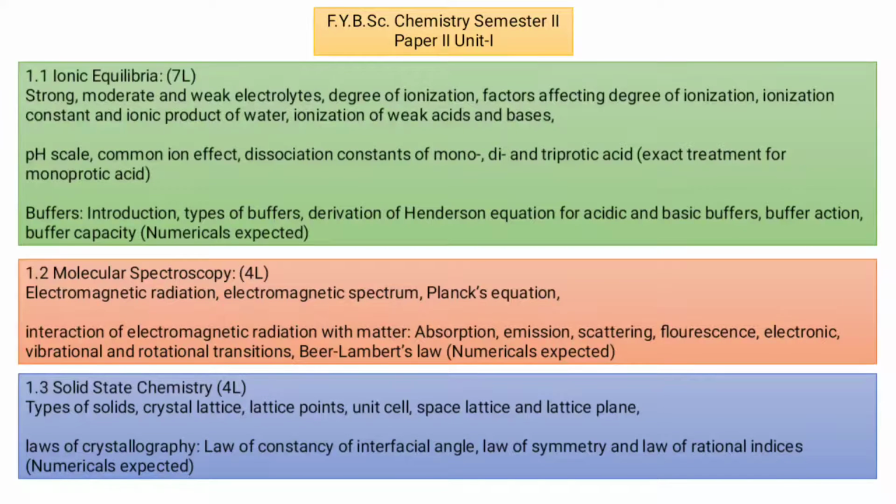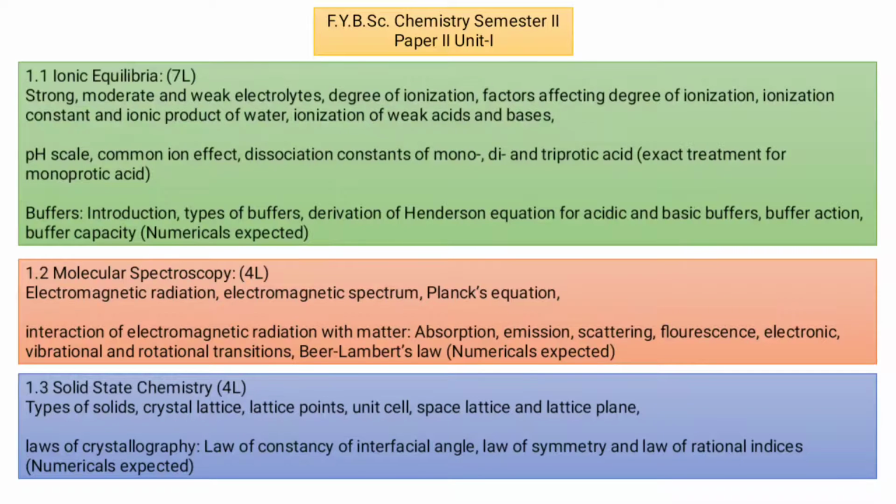We have to discuss mainly the law of constancy of interfacial angle, the law of symmetry, and the law of rational indices. And we will again try to solve numericals based on this particular part. This is the whole syllabus of paper 2 of unit 1 of chemistry for semester 2 for the FY. Three subtopics are there: ionic equilibrium, molecular spectroscopy, and solid state chemistry.